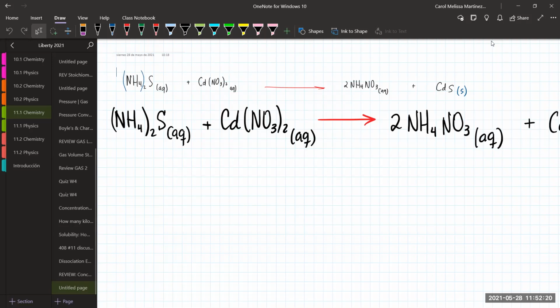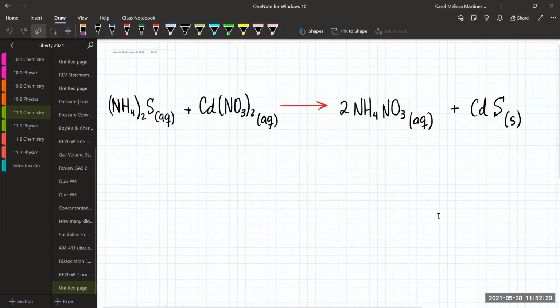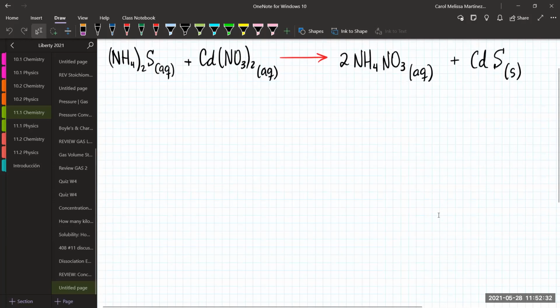Okay, so you have this equation, and the instruction will be: write the net ionic equation from this formula equation. That's the instruction. So I'm going to list the number of steps. The first step will be to recognize or identify the aqueous solution substances.